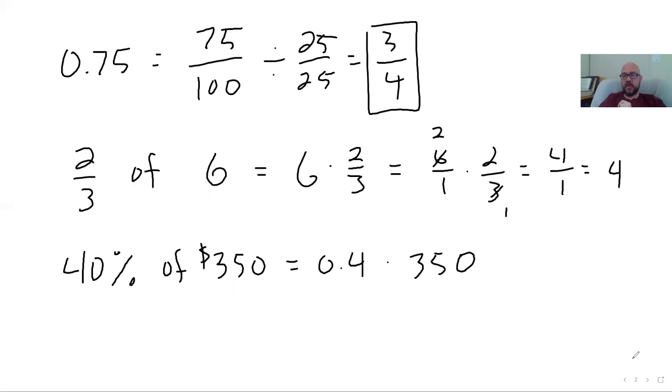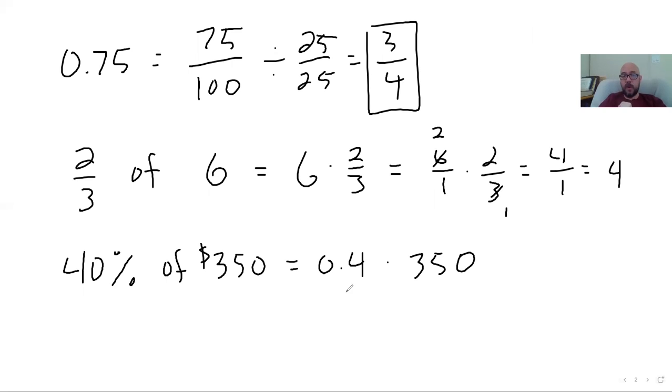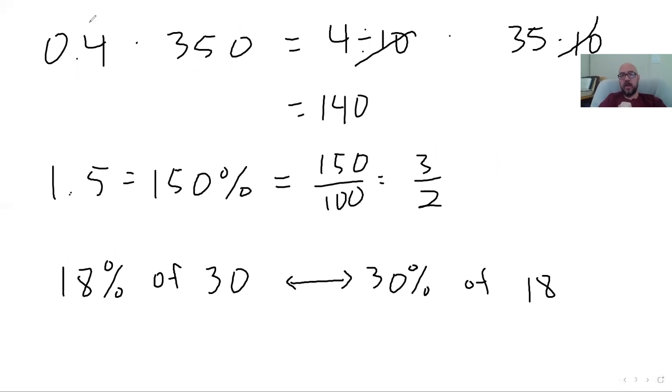The of means times, so just multiply: 2/3 of 6 is 2/3 times 6, and 40% of 350 is 0.4 times 350. And don't get too caught up in the number of decimal places for the multiplying. It's important to remember, but if you have something like 0.4 times 350, you can sometimes rearrange your decimals to make it easier. I remove a decimal place here, and so I add another one there, and that's okay.